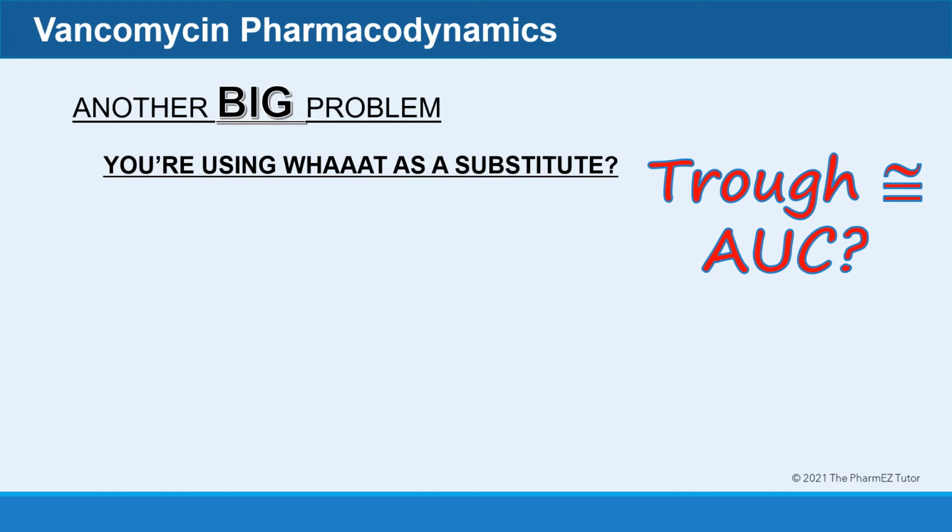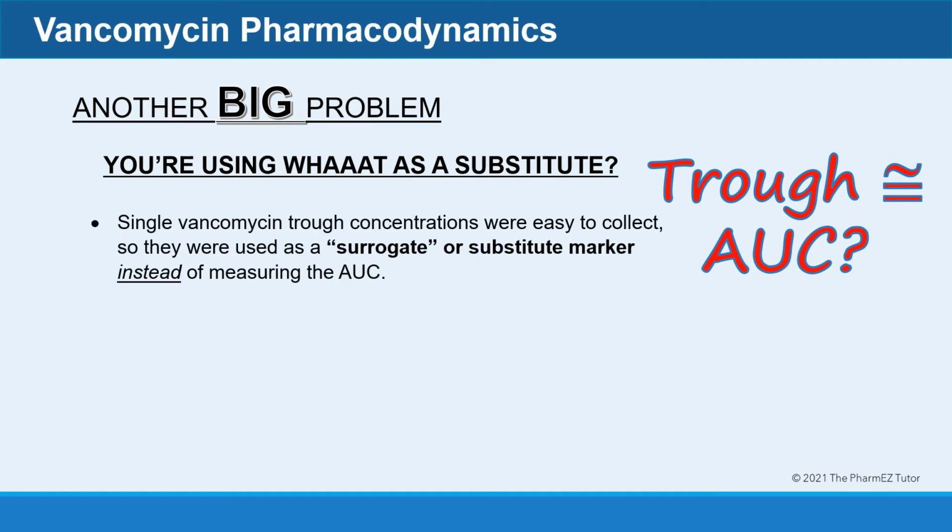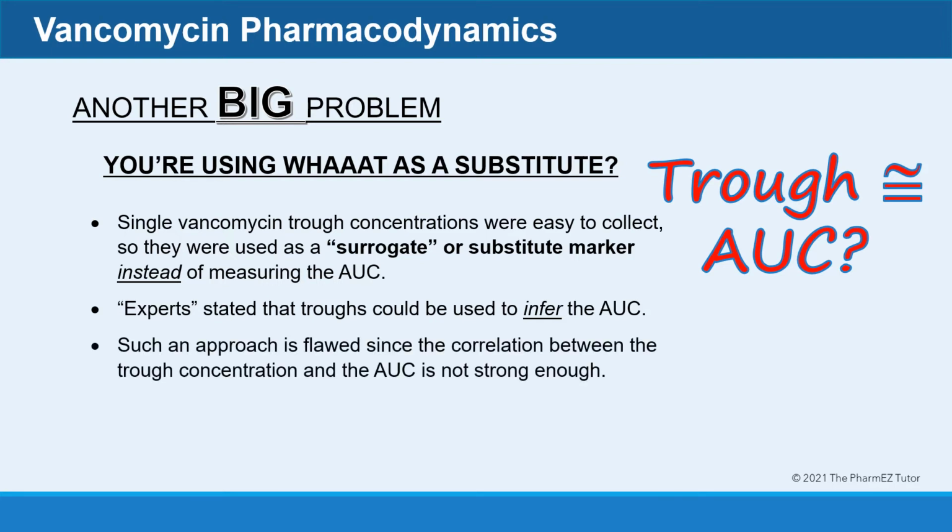So we're using troughs as a substitute for the AUC. Single vancomycin trough concentrations were easy to collect, so they were used as a surrogate or substitute marker instead of measuring the AUC. Experts stated that troughs could be used to infer the AUC. Such an approach is flawed since the correlation between the trough concentration and the AUC is not strong enough.